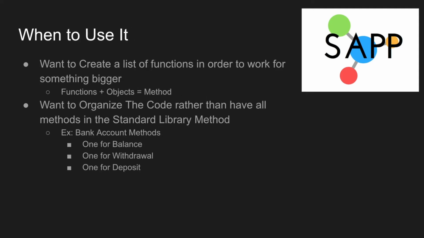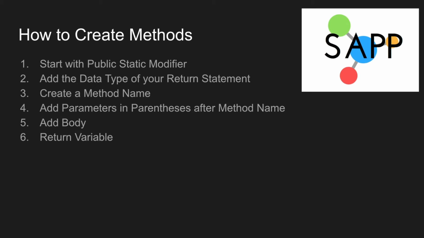When to use it? You want to use it when you want to create a list of functions or objects in order to work for something bigger. Basically, functions plus objects equals a method. And you can also use it when you want to organize your code rather than have all the methods in the standard library method. For example, let's say you want to create code for a bank account. You will need several methods for this. You'll need one to calculate your balance, one to calculate withdrawal, and one to calculate your deposit. You would not want all of this in one place, as that will be very tough if there's an error and you need to change it.